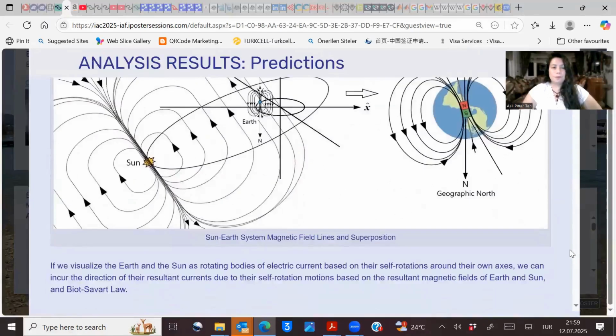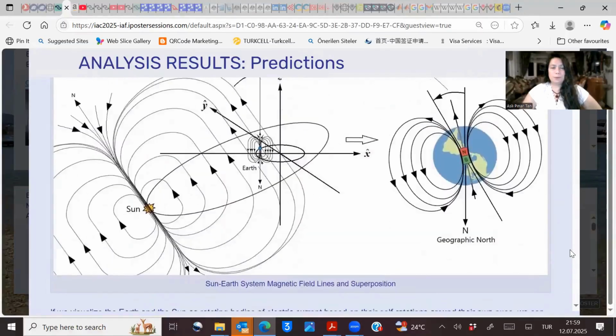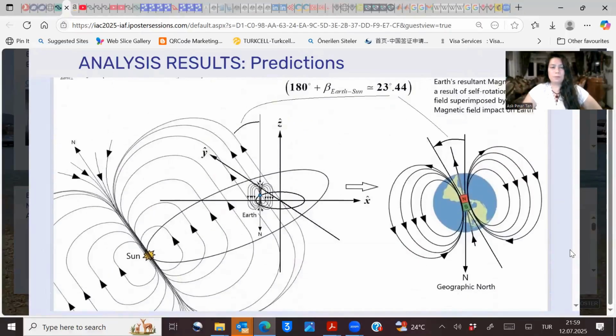So here we see the Sun-Earth system, magnetic field lines, and superposition, but not to scale, of course. Now, Earth's geographic North Pole is looking downwards, as in the calculation results of my circular model. The magnetic field lines leave the Earth around the geographic South Pole and enter the Earth around the geographic North Pole, but not exactly at the geographic north. So this is the geomagnetic dipole line, approximately.